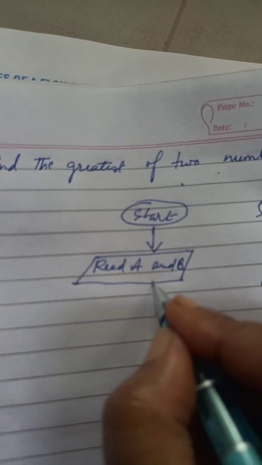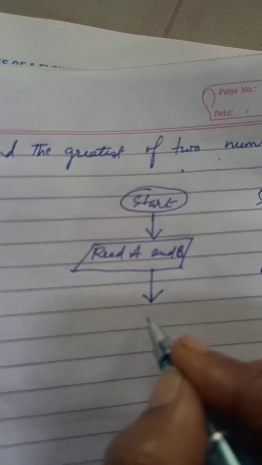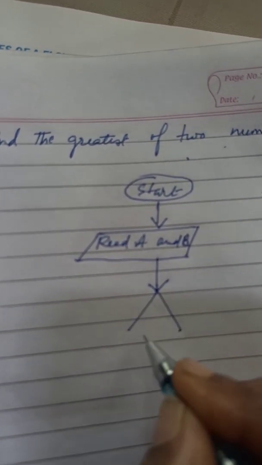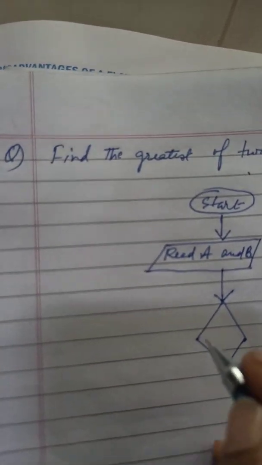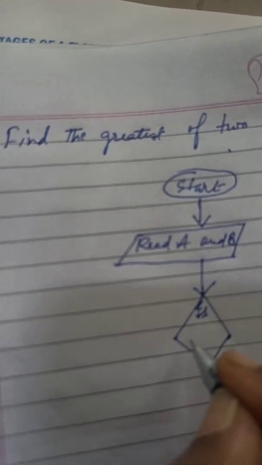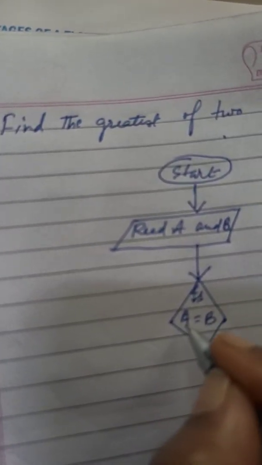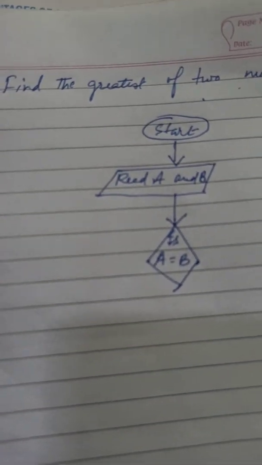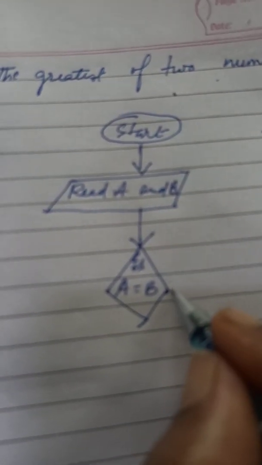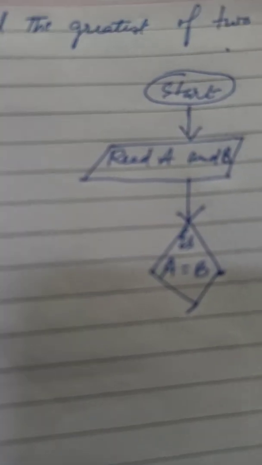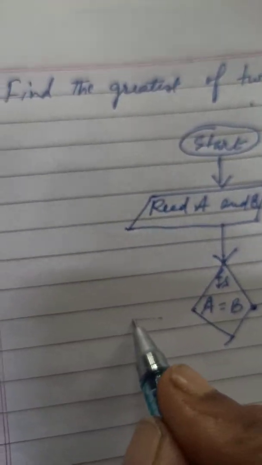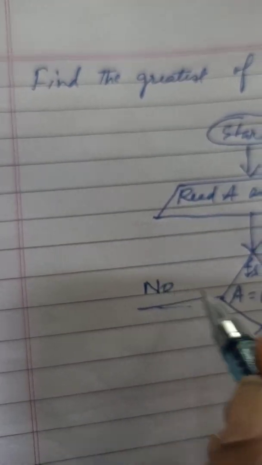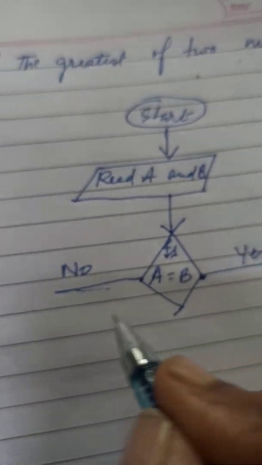Now this is my flow line. I will connect the flow line. Now I have to take some decision. So this diamond shaped box is called the decision box. Here I will write: is A equal to B? Now it will move on to two sides. One side, this side, is for no, right here, and this is for the yes part.